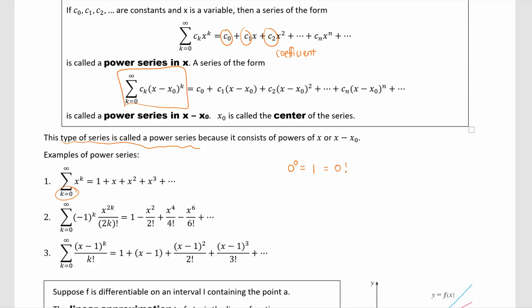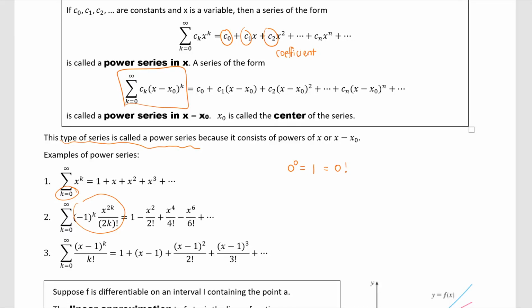Okay? And the next example, we have this formula. So we plug in k equals 0. So minus 1 to the 0 is 1. And x to the 0 is 1. So 2k becomes 0. 0 factorial is defined to be 1. So the first term of this series is 1.